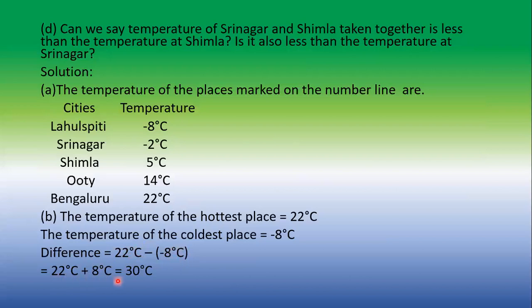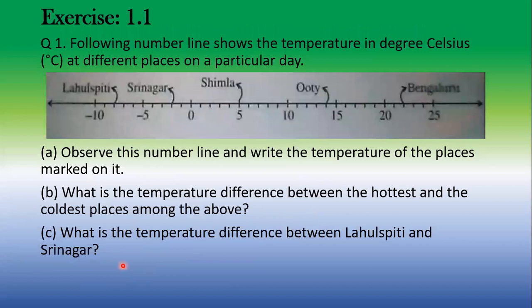22 plus 8, both are positive integers. Answer is 30 degrees Celsius. That is, the difference in the temperature of the hottest and the coldest place is 30 degrees Celsius. Now, the next question. What is the temperature difference between Lahul Spiti and Srinagar?